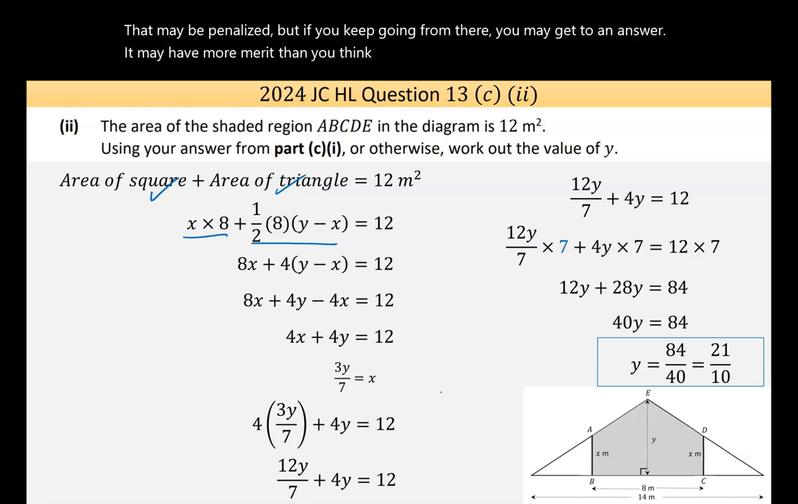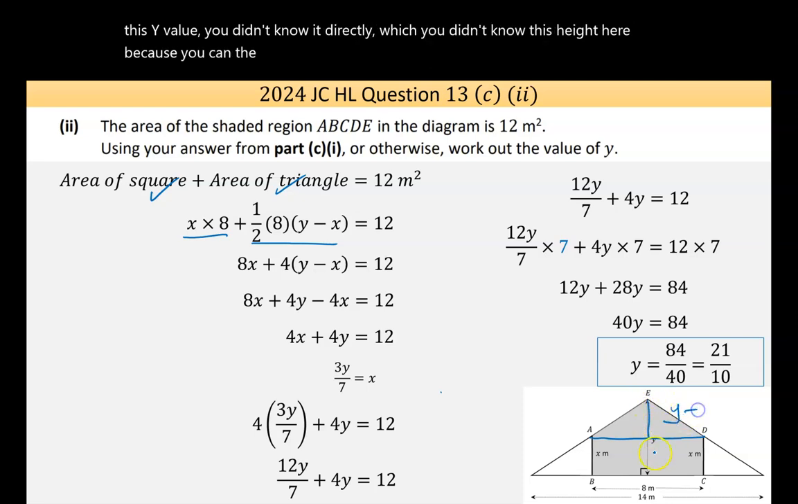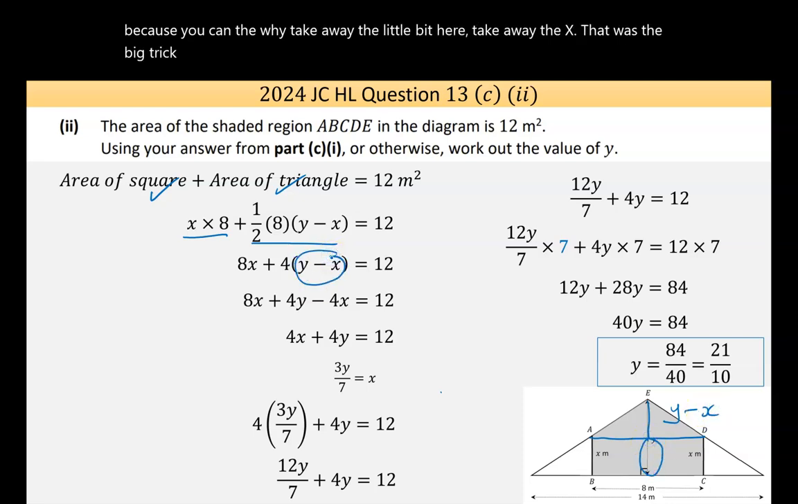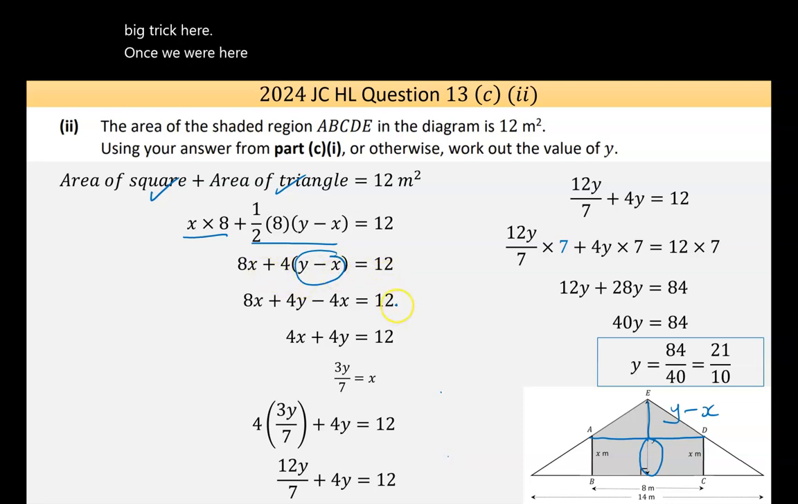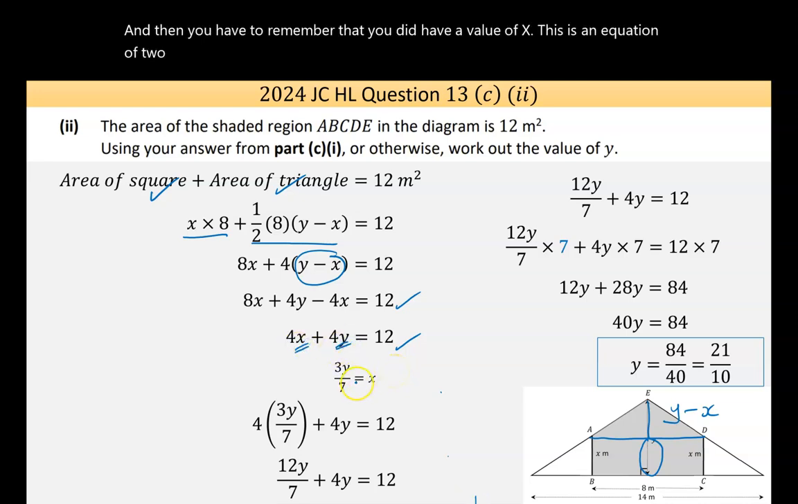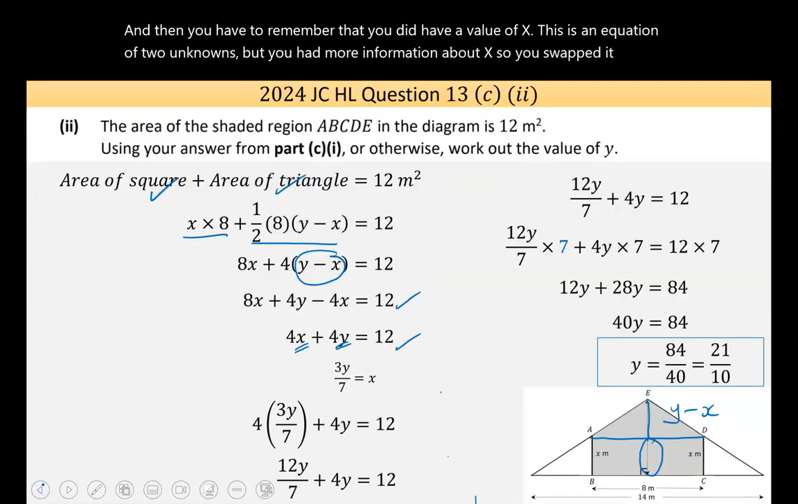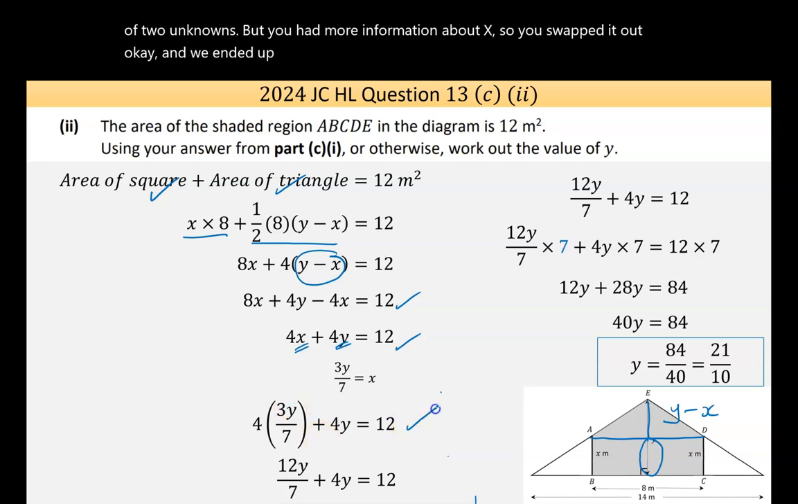But realizing that this y value, you didn't know it directly, but you did know this height here, because the y, take away the little bit here, take away the x. That was the big trick here. Once we were here, just remove the brackets, simplify, and then you have to remember that you did have a value of x. This is an equation of two unknowns, but you had more information about x, so you swapped it out, and we ended up with a statement of one unknown, which is solvable. It's just a matter of going ahead and doing it.